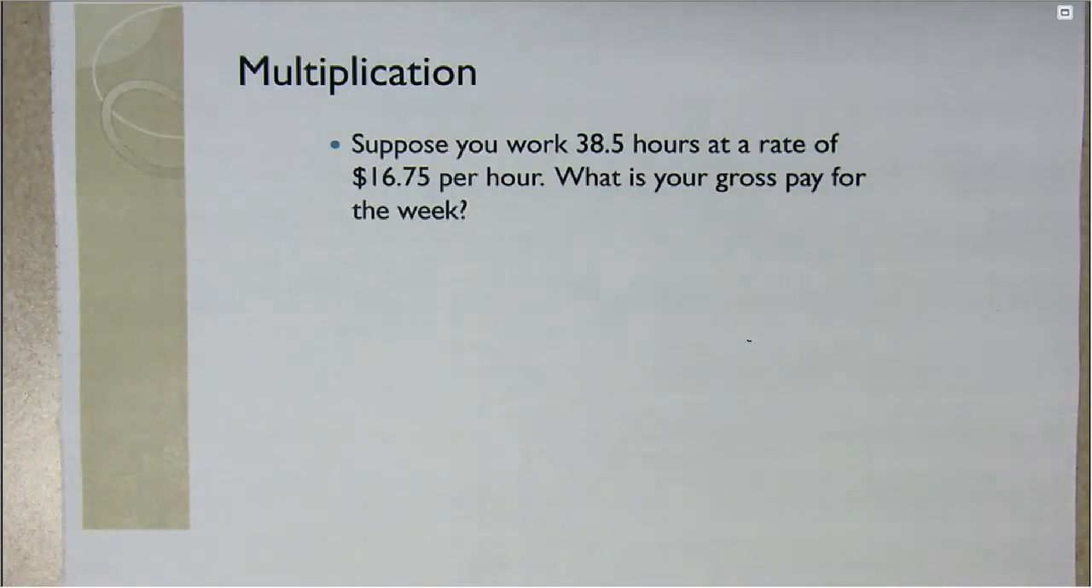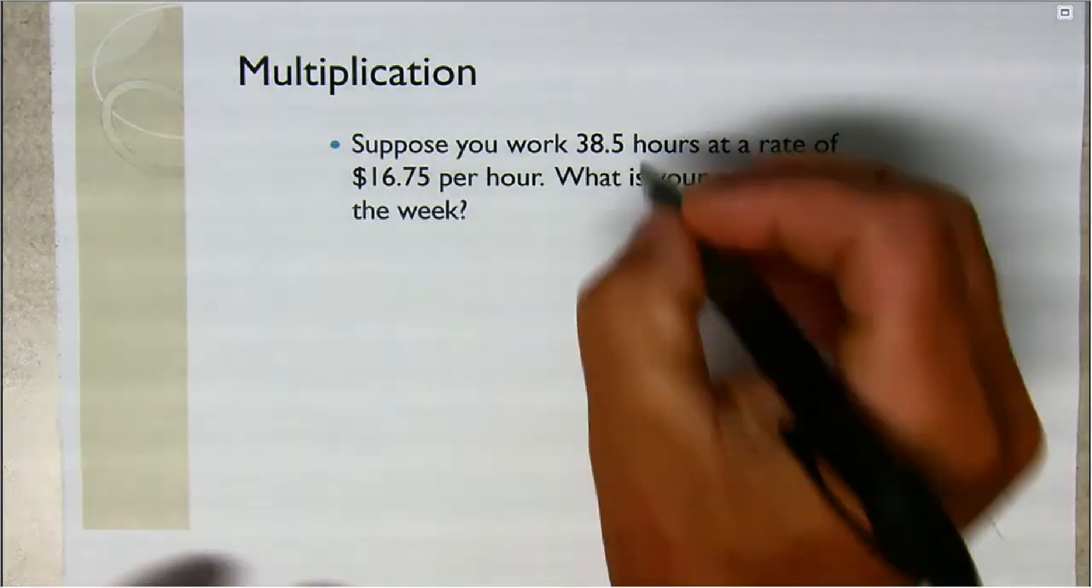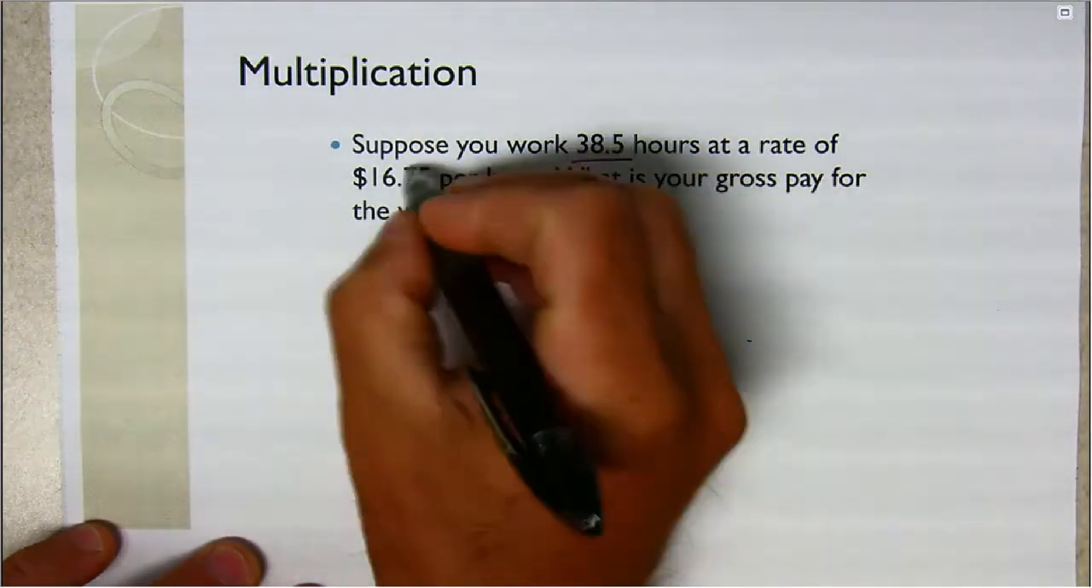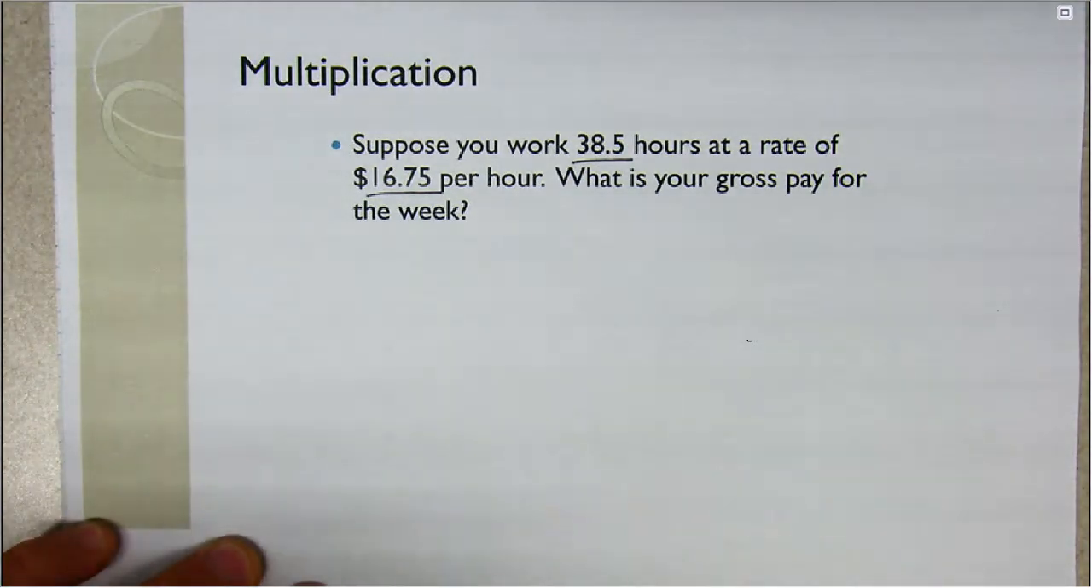Okay, multiplying decimal numbers. Suppose at work you work 38.5 hours one week and you get paid $16.75 per hour. What's your gross pay? There's 3 ways we can set this up. I'm going to write this problem 3 ways. I want you to tell me which of these 3 ways is correct.